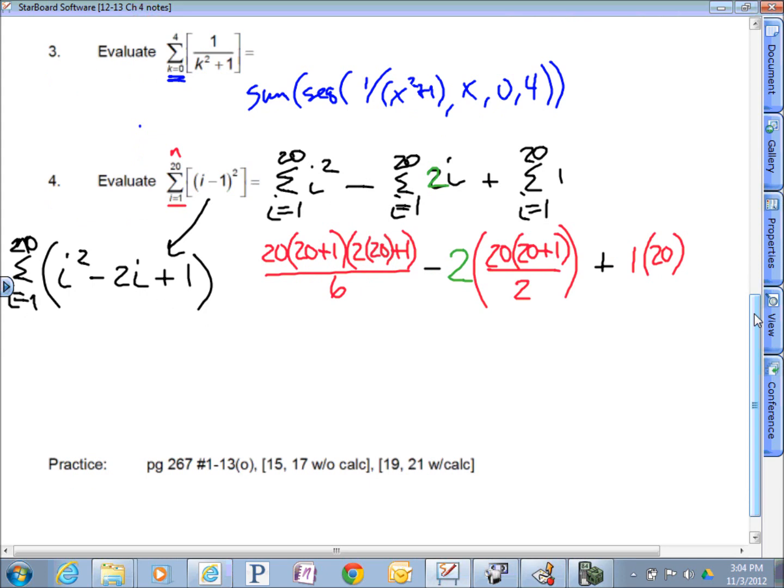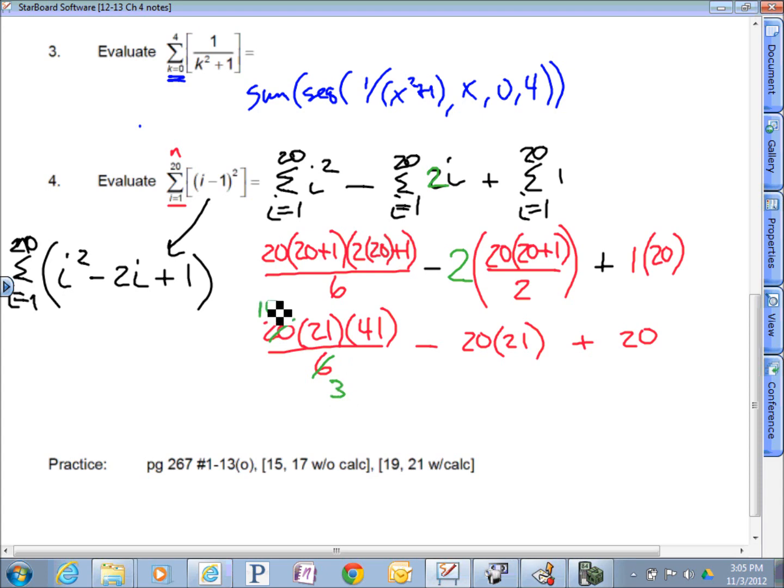Okay, so if I do that, let's see. I've got 20, I've got 21, I've got 41 divided by 6 minus here I've got 20 times 21. I'm going to cancel those 2's. I've got 20 times 21, and here I've got 20. So let's see. Don't try to multiply this out. Simplify it. 6 and 20 could reduce. 6 would reduce to be a 3. 20 would reduce to be a 10. 21 and 3 would reduce. 3 would reduce to be a 1. 21 would reduce to be a 7.